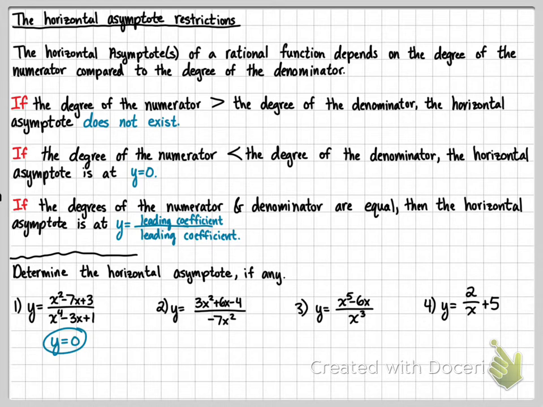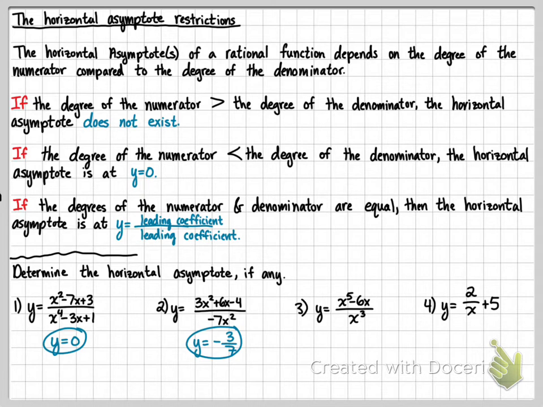Okay, number 2. The degree of the numerator is equal to the degree of the denominator. So if they're equal, then the horizontal asymptote is at y equals the leading coefficient over the leading coefficient. So 3 over negative 7. Don't forget to put y equals.